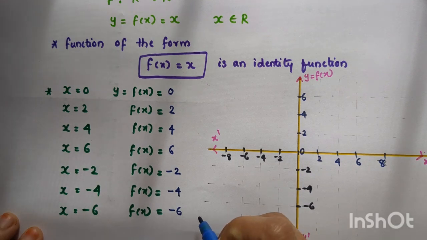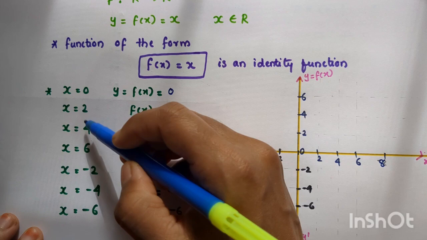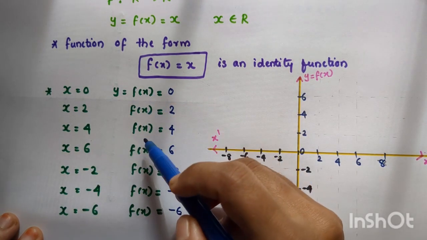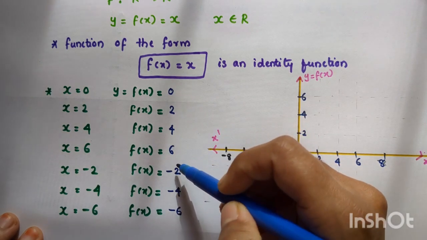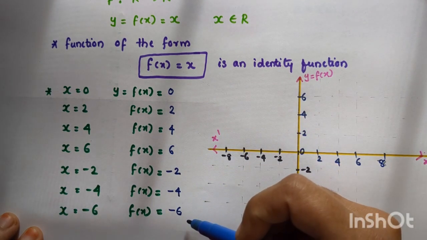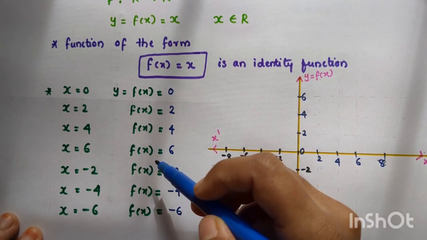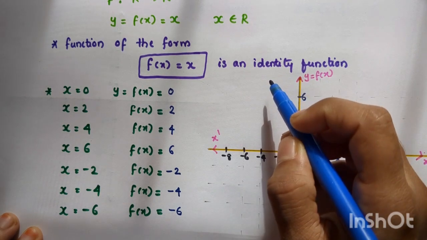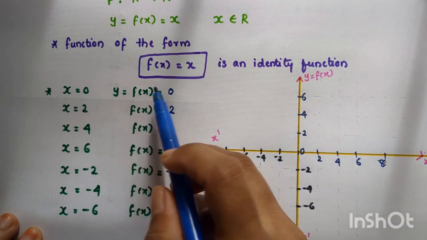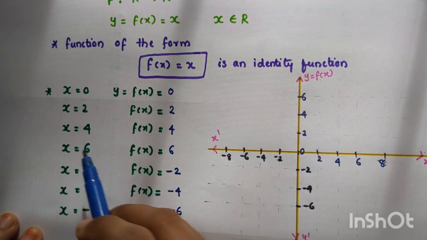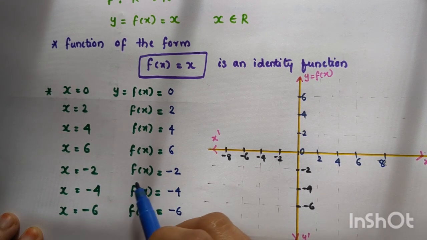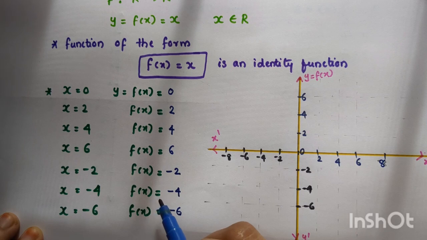So you see, here we have the x values like 0, 2, 4, 6, minus 2, minus 4, minus 6, etc. And we have y values or f(x) values the same: 0, 2, 4, 6, minus 2, minus 4, minus 6 like that. So the function which is represented by this form, f(x) = x, is actually called an identity function. When you put x equal to 0, you get f(x) as 0. When you put x equal to 6, you get f(x) as 6. When you put x equal to minus 4, you get f(x) as minus 4. So you are getting the same values here. Such a function is called an identity function.